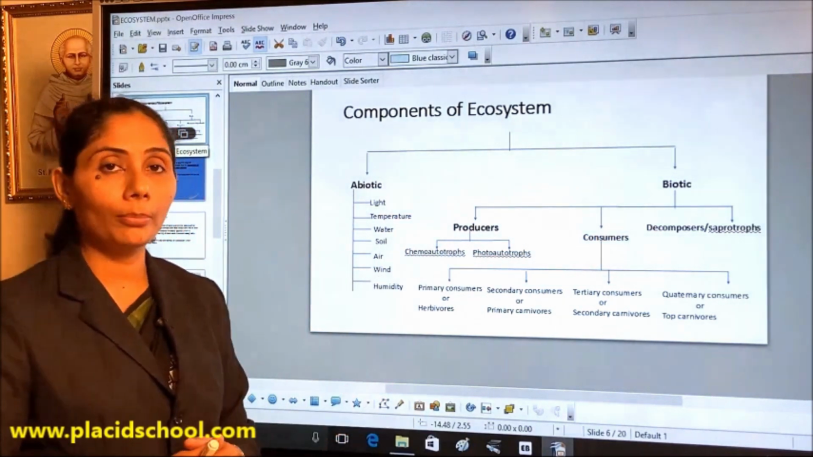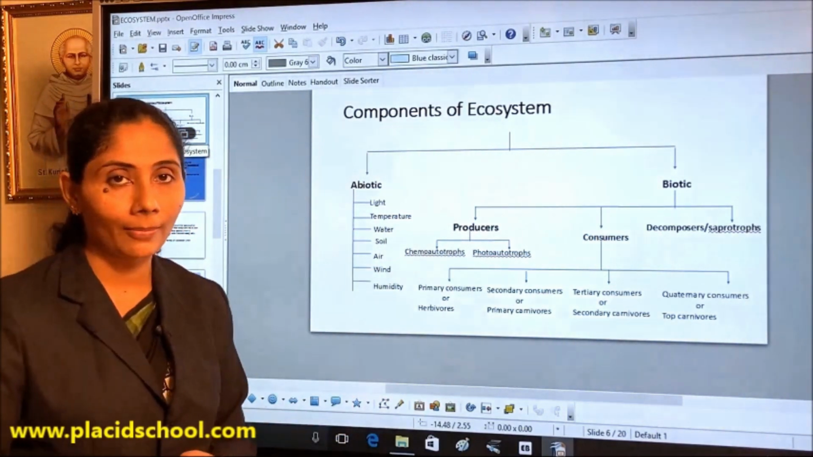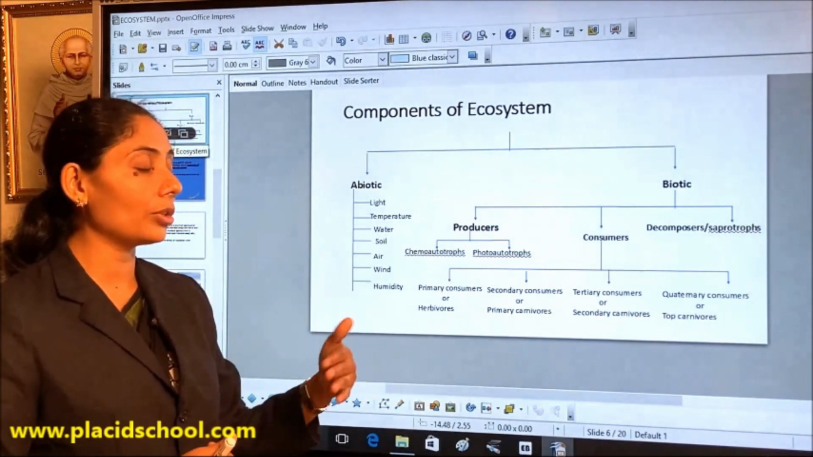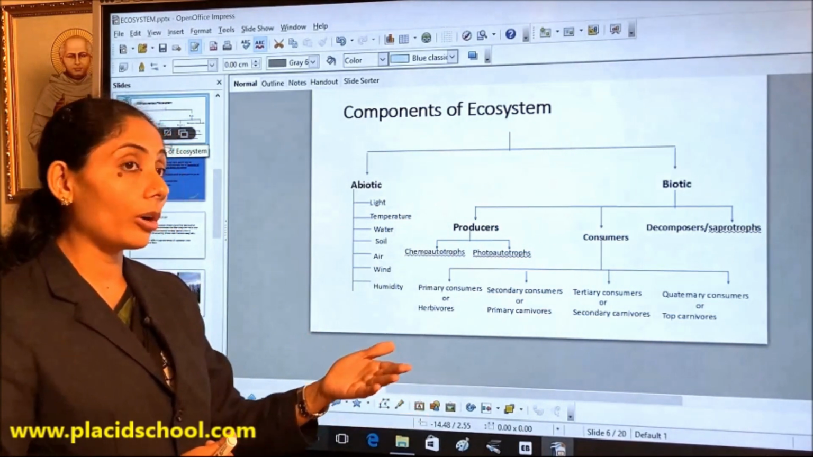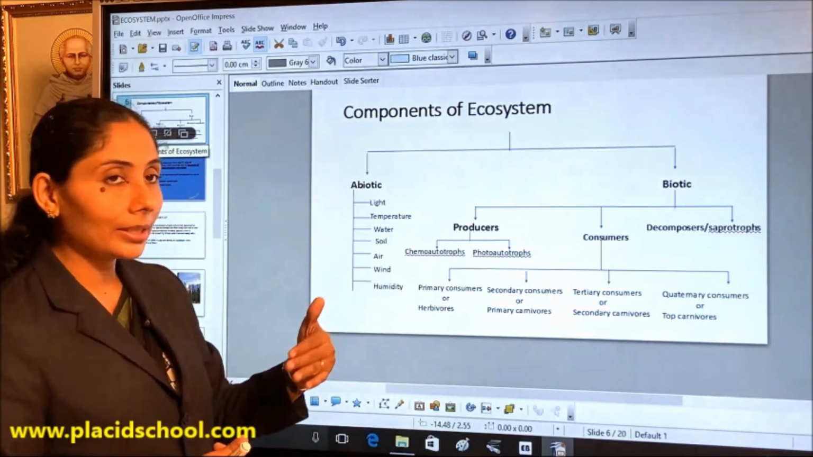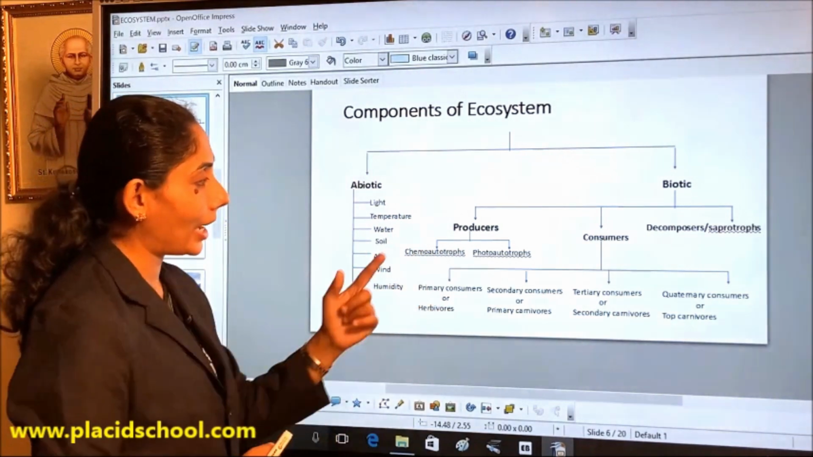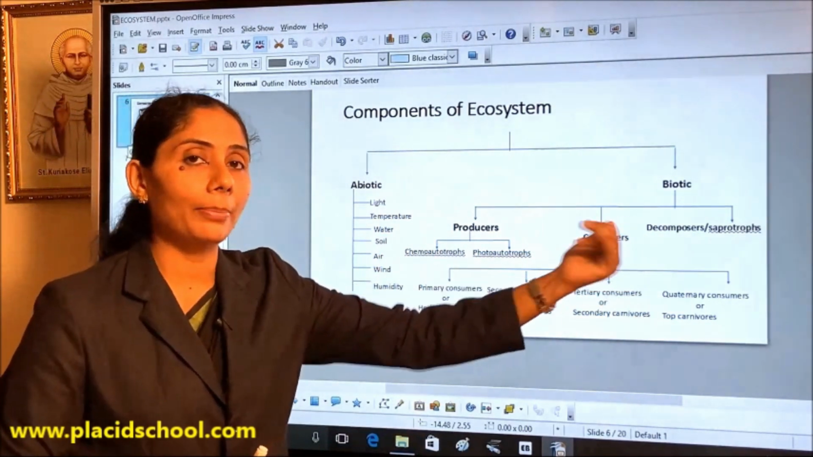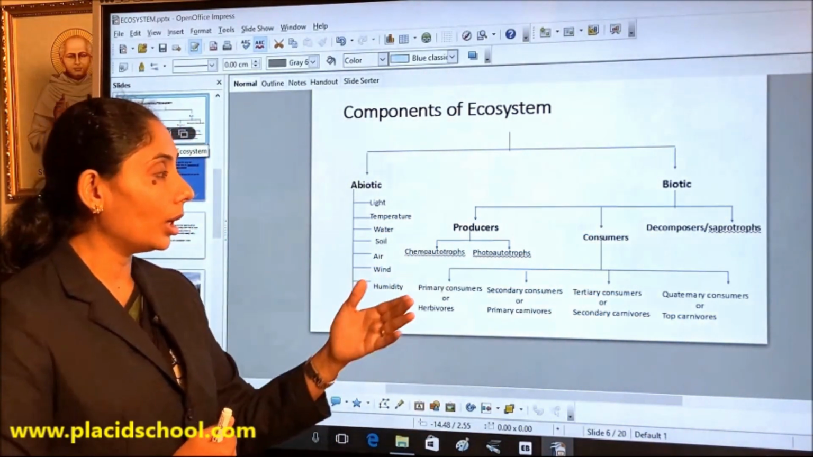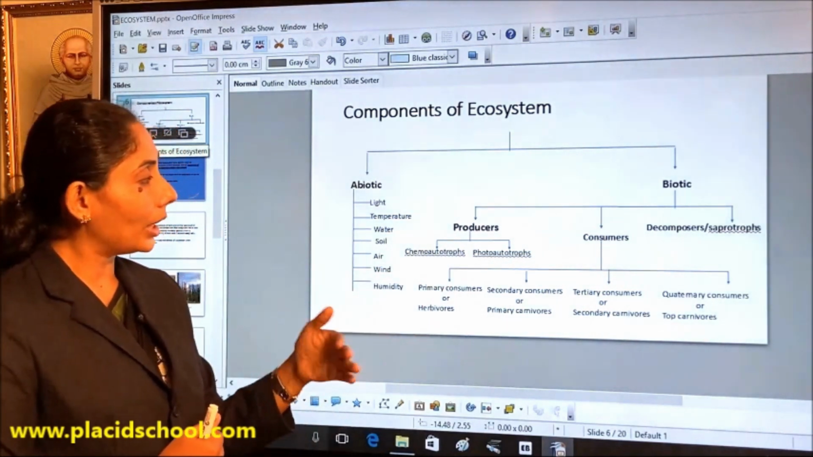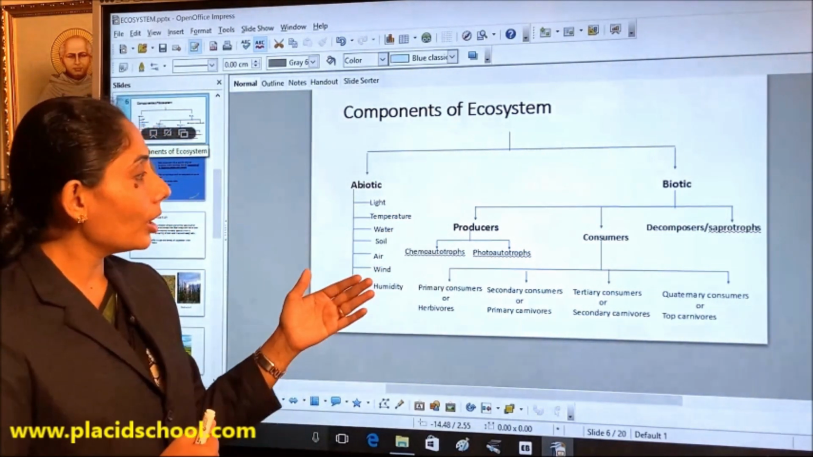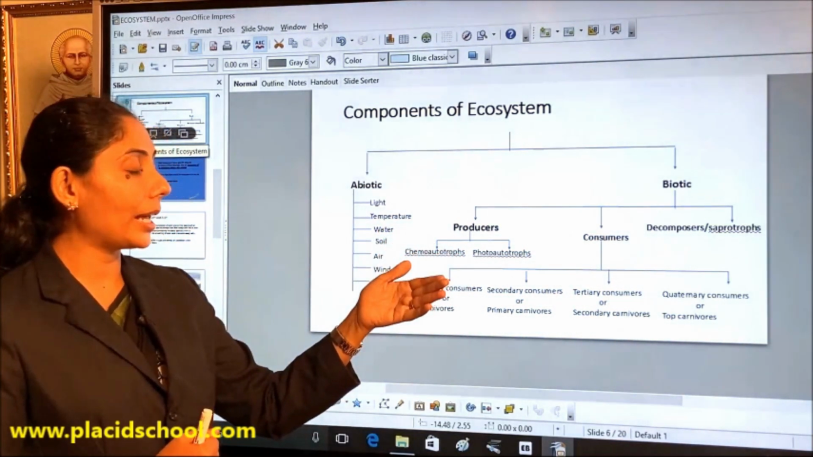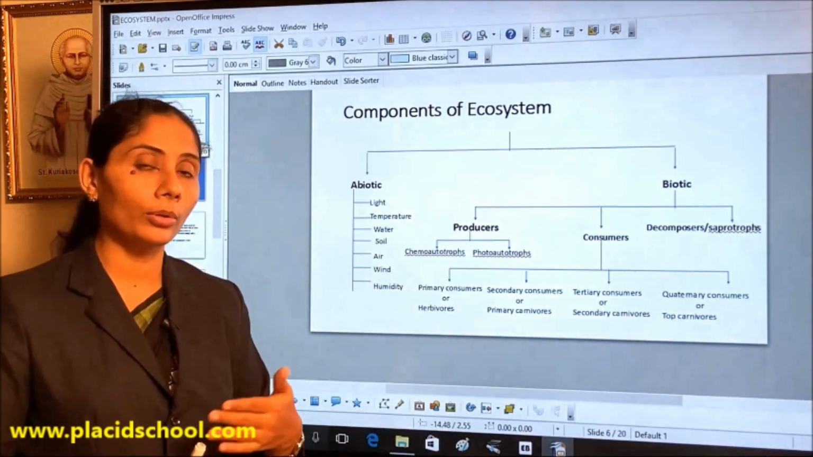The other very important component of the ecosystem is the living organisms. Now living organisms in an ecosystem are classified according to the jobs they do, or, more correctly, according to what they eat. They are classified as producers, consumers, decomposers or saprotrophs. These terms are very familiar to you, but again I will explain them. Under the producers, now who are producers? Producers are those organisms which have the ability to produce their own food.